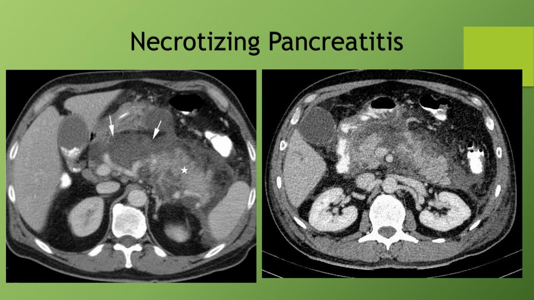Here are a couple images of necrotizing pancreatitis. The image on the left shows a star on what is enhancing pancreatic parenchyma, but the white arrows are showing parts of the pancreas that show no enhancement. Those are the necrotizing portions. And then again, in the second image on the right, you can see that the tail is enhancing and the head is enhancing, but there is a portion in the region of the neck that has no enhancement.